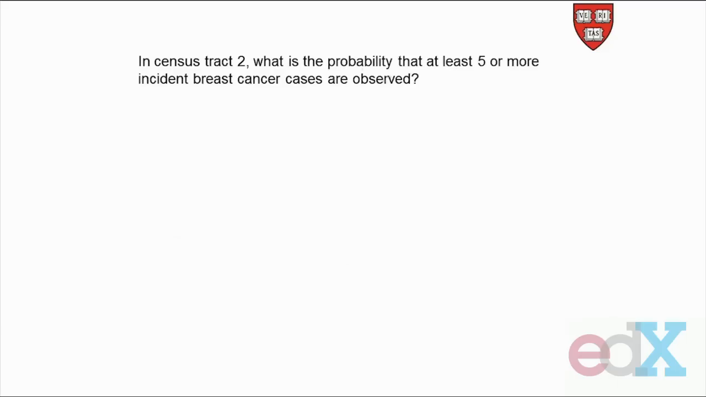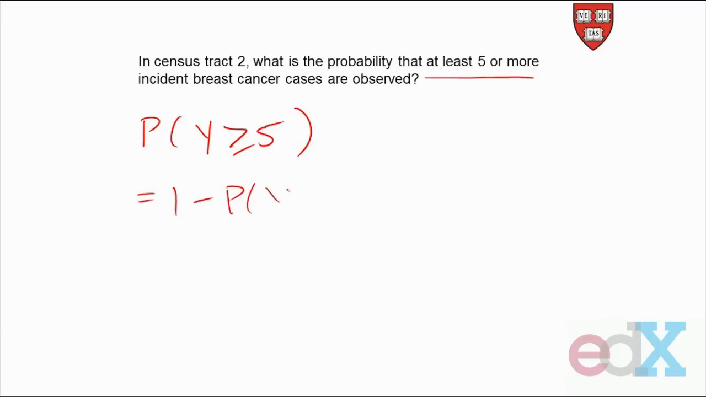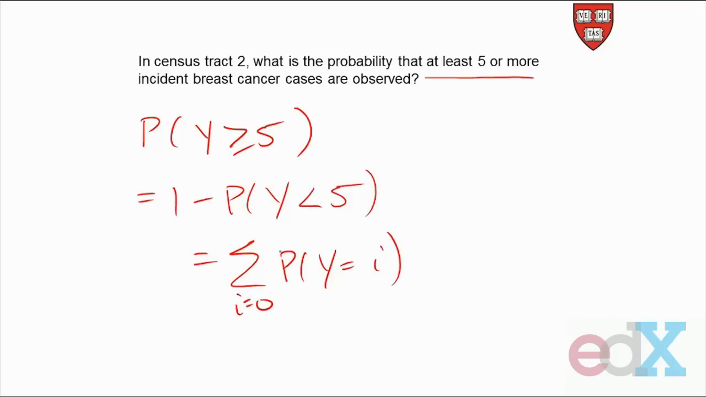To calculate the probability that at least 5 incident breast cancer cases are observed in this population, we need to calculate the probability that y is greater than or equal to 5. This is also equal to 1 minus the probability that y is less than 5. So we could just sum the probability that y is equal to i for i equals 0 to 4. But this is going to take us a while. This is going to take a lot of calculator work.